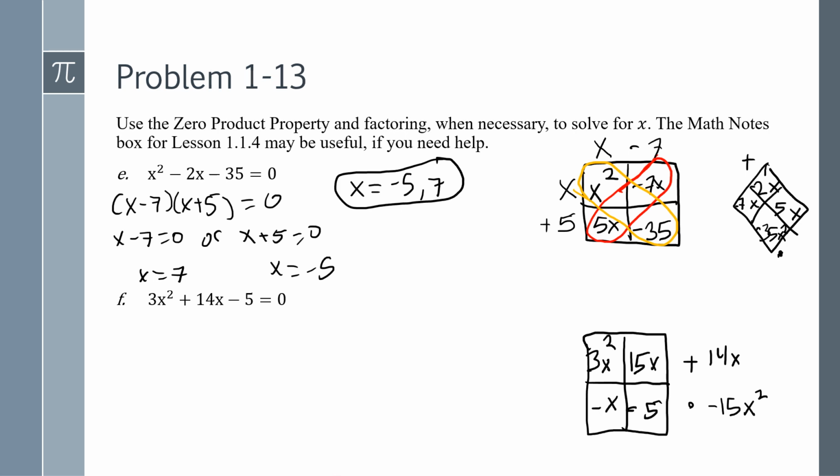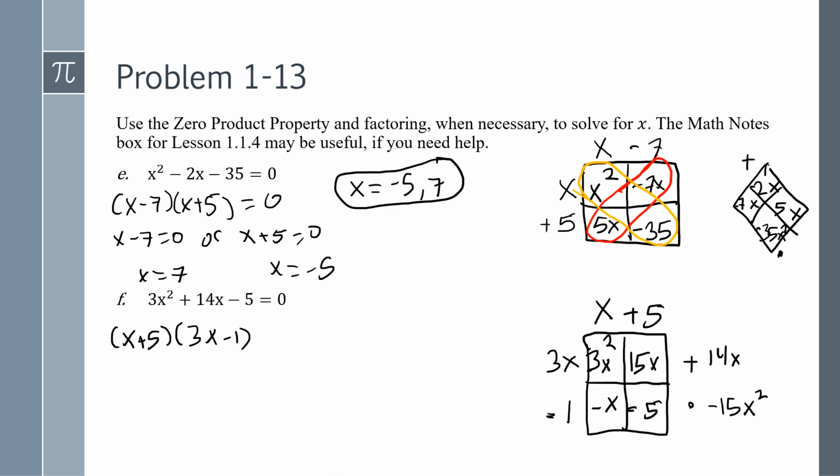And you can see the diagonals are the same. The GCF of this first column is x. X times 3x gives me 3x squared. X times negative 1 gives me negative x. So what do you multiply 3x by to get 15x? Well, that's a positive 5. And so this factors into x plus 5 and 3x minus 1.